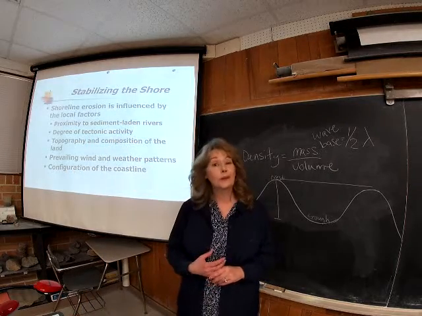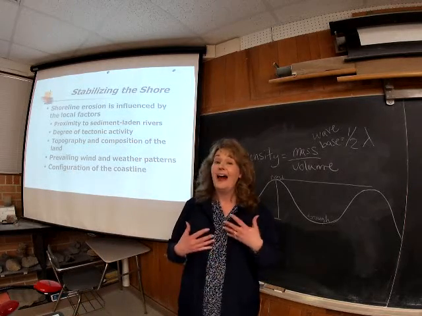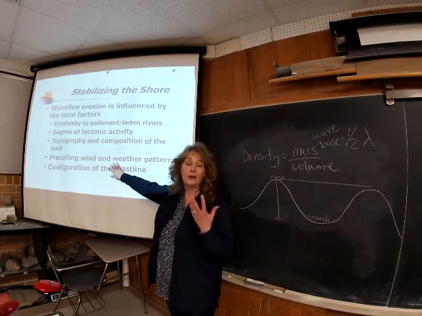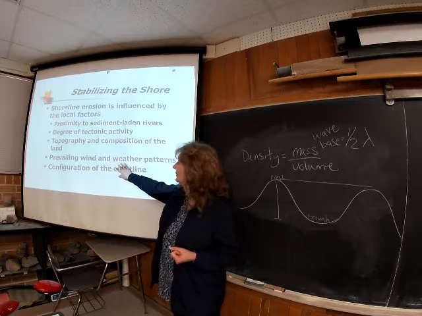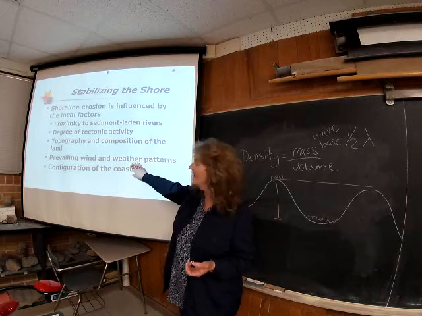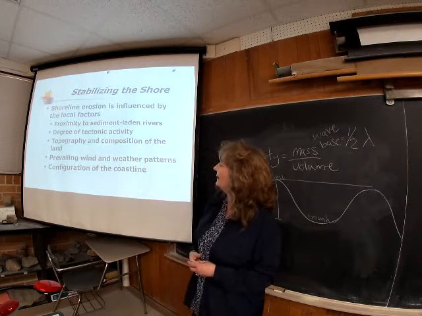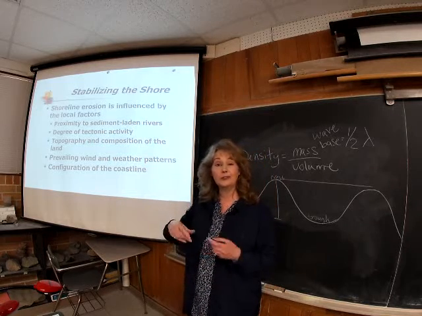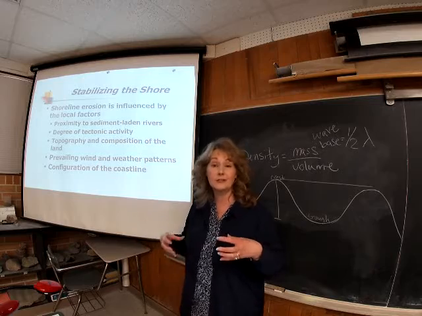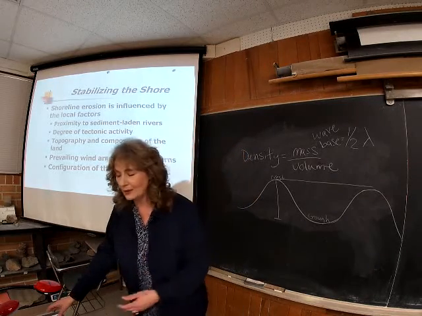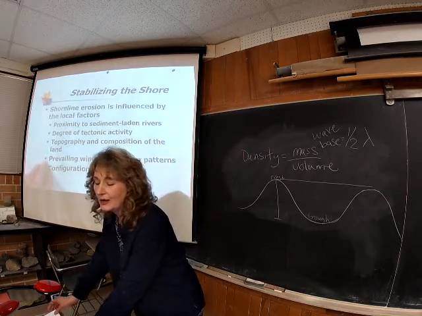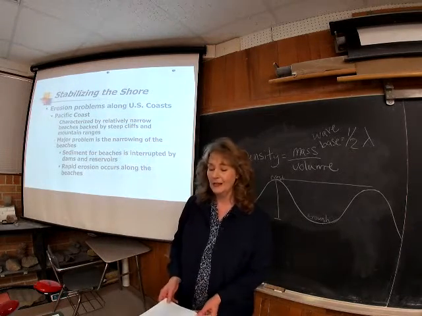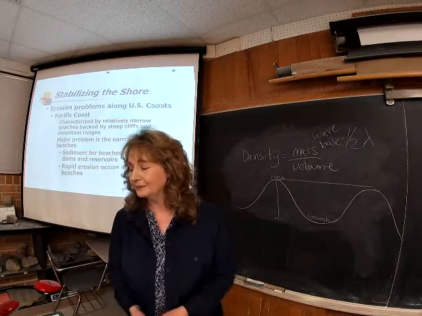Prevailing wind and weather patterns. Atmospheric circulation is what sets up the ocean surface currents, so what's the prevailing wind pattern and weather pattern? Then there's the configuration of your coastline. Do you have protrusions, or is it one that's been eroded and leveled out over time? Many things can influence the erosion, so we try to stabilize the shore.